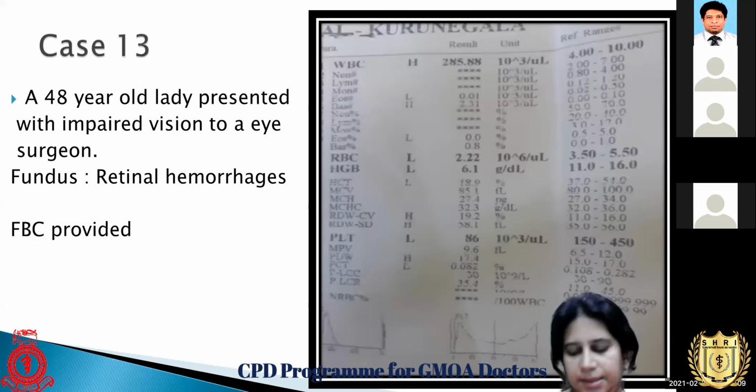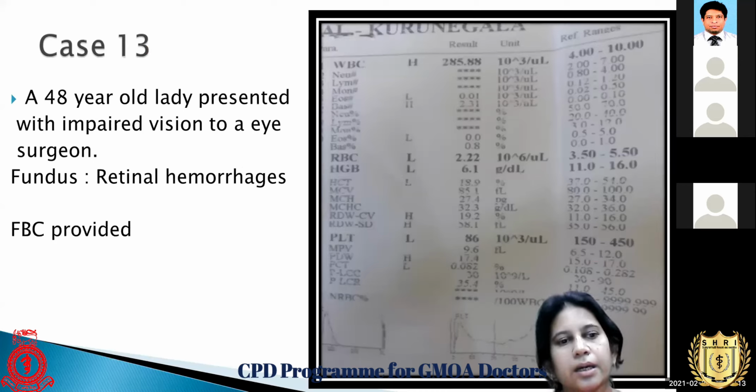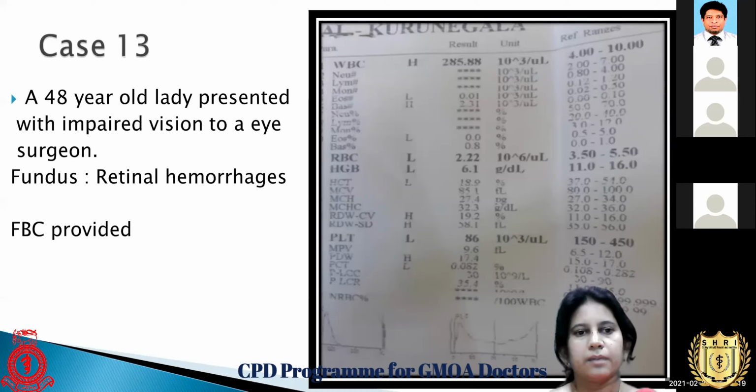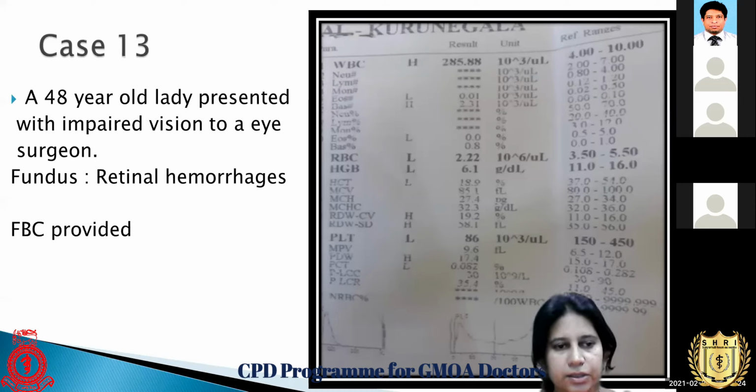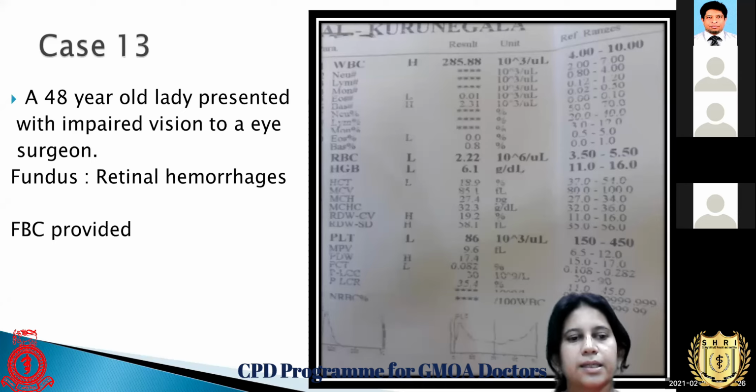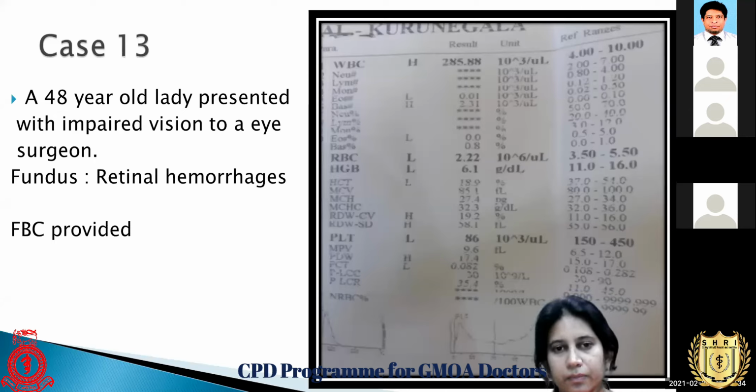So these two cases, I just want to show you to differentiate two conditions. This is case number 13, a 48-year-old lady presented with impaired vision to an eye surgeon. When examined, she was found to have retinal hemorrhages, and a full blood count was done. Obviously, you can see a major abnormality here.